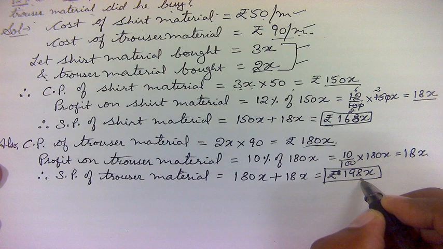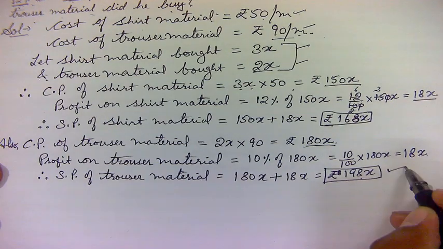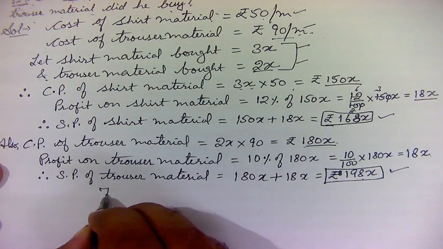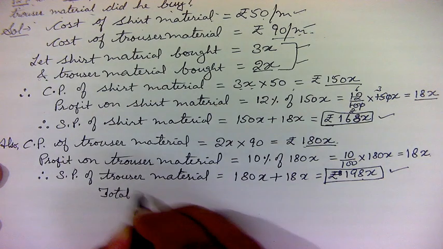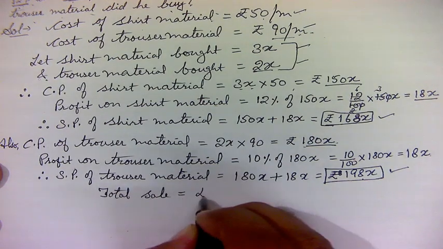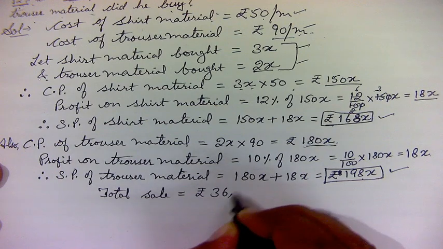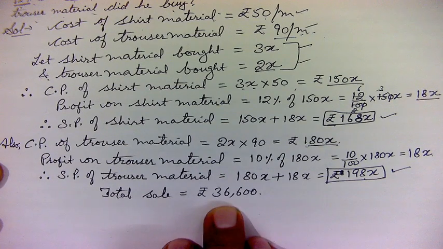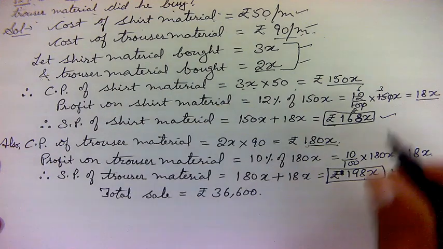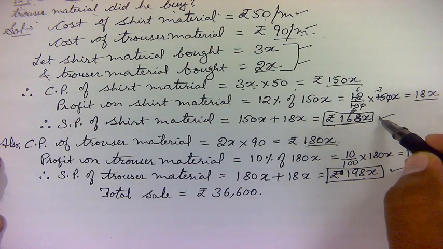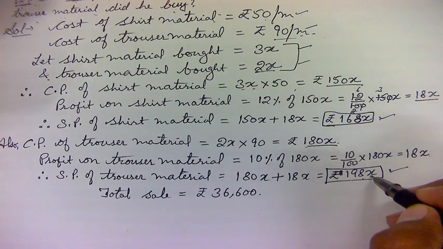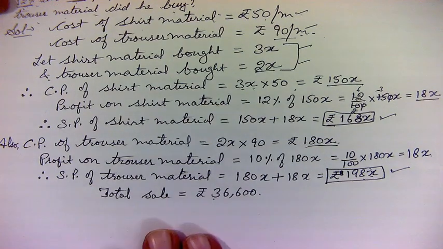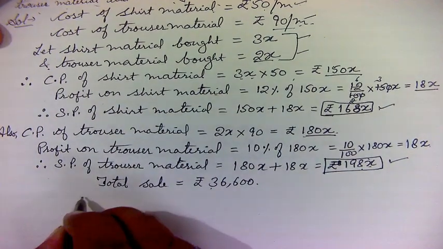198x is the total selling price of trouser material, and this is the selling price of shirt material. We have been given that the total sale is rupees 36,600. Total sale means the sum of the sale of shirt material and the sale of trouser material. So adding these two selling prices, we get a total of 36,600.